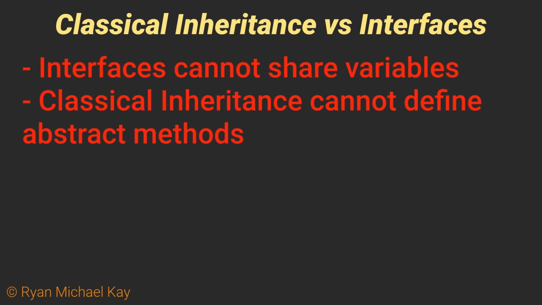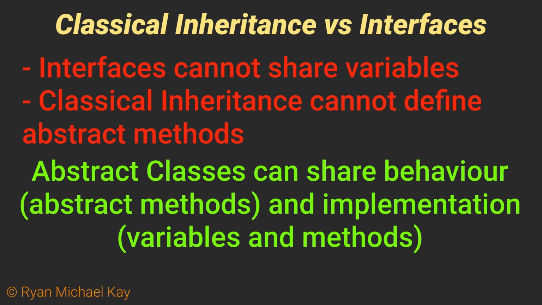Both tools will allow some degree of abstraction relative to how many details they share. A limitation of interfaces is that you may not share variables. A limitation of classical inheritance is that you may not define abstract methods. Abstract classes are simply a tool which will allow you to share both behavior and implementation. If you have ever wondered when to use them, well, you now know.